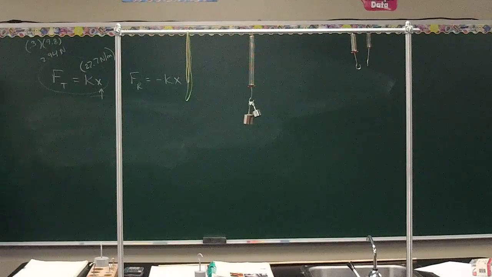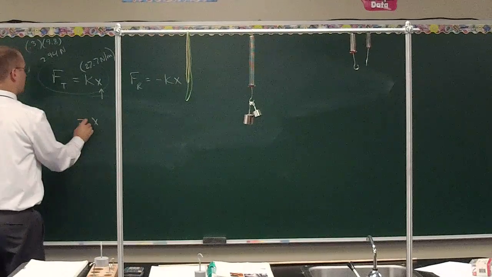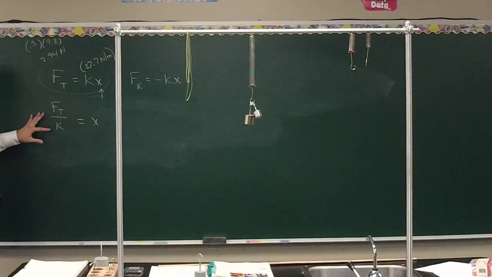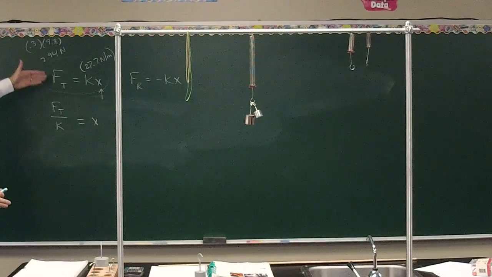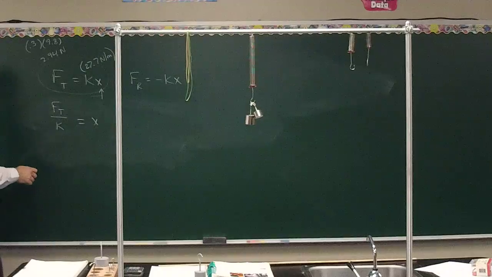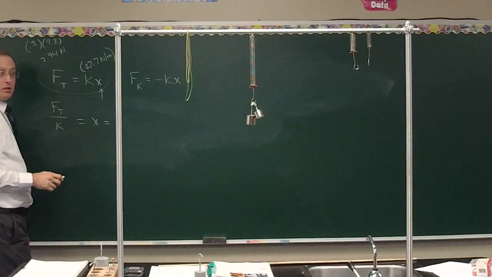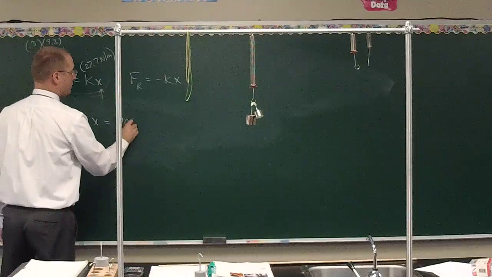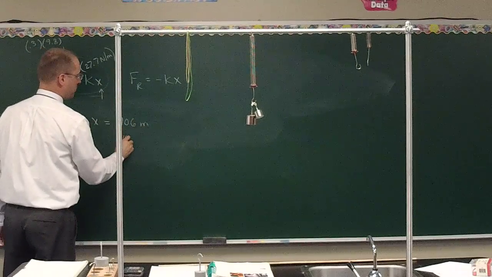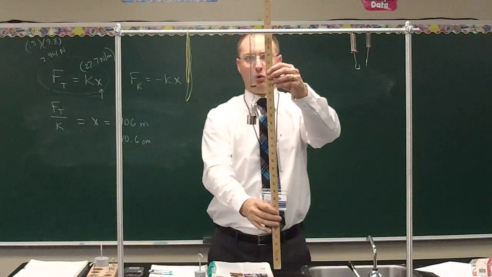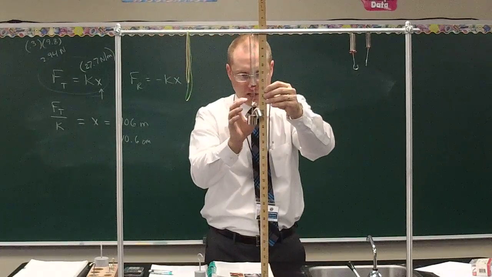So how do we get the x by itself? Divide by k, which we've already calculated based on a prior test. 2.94 divided by 27.7. How much should we expect it to stretch? 0.106 meters, which would be 10.6 centimeters. All right, so you already wrote down the starting spot. Let me give you the ending spot.